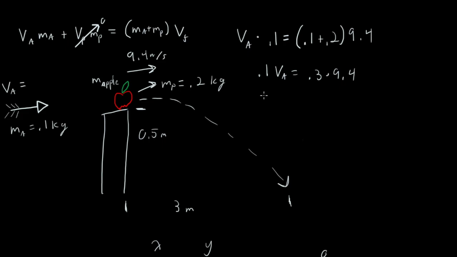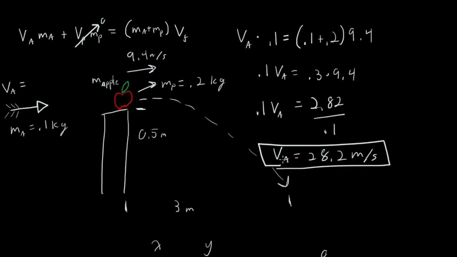Which gives me 2.82 equals 0.1 VA. So I can just divide this by 0.1, and I get a velocity for that arrow of 28.2 meters per second.